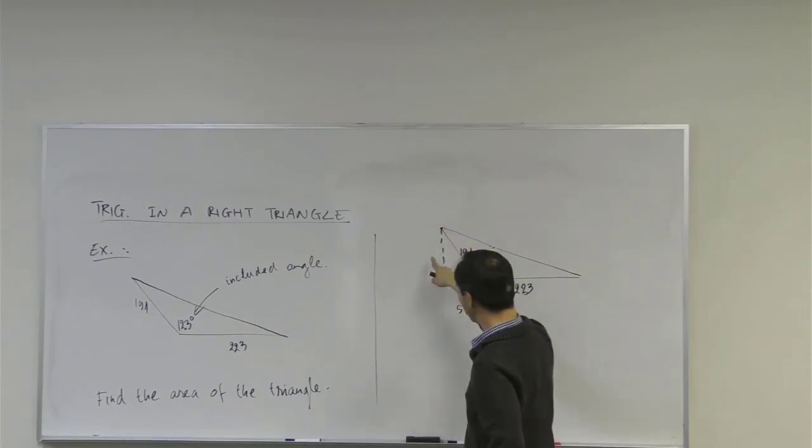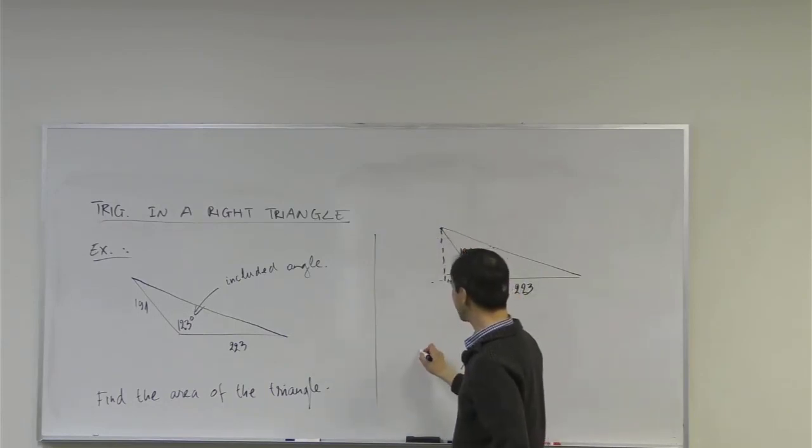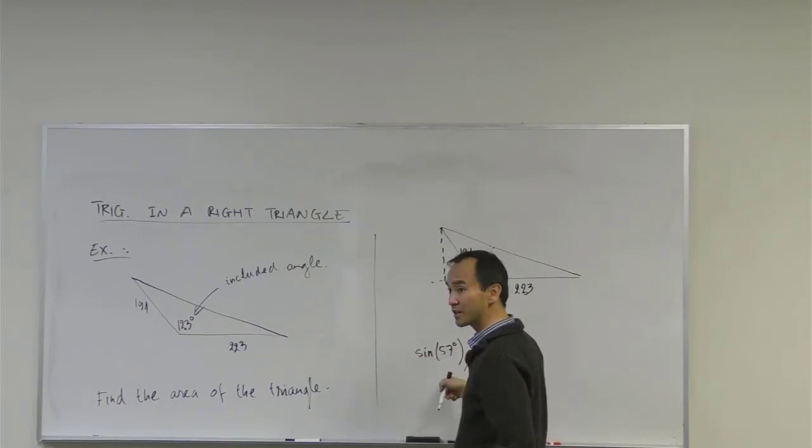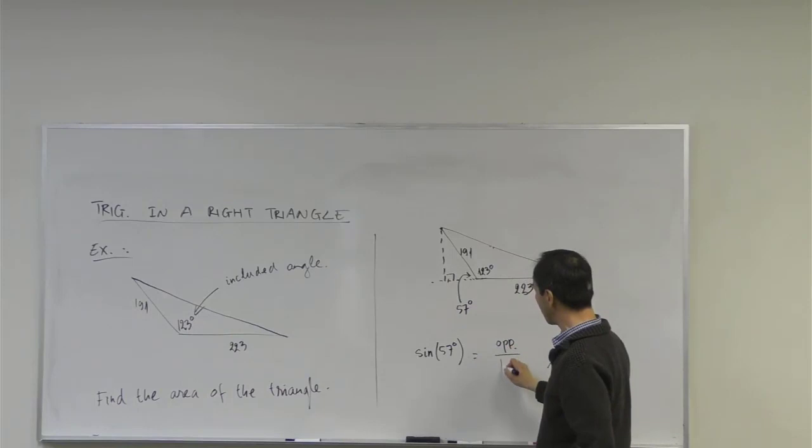You know what I mean? We can easily calculate the altitude, which will be the opposite side of that right triangle, and then the hypotenuse is here. So I'm talking about sine of 57 degrees. We can easily calculate this from the calculator, and that equals opposite over hypotenuse.